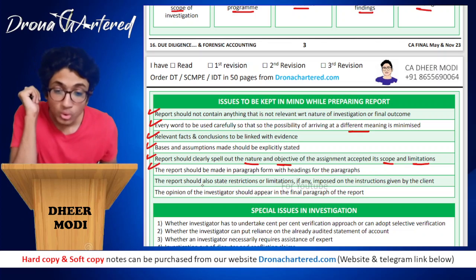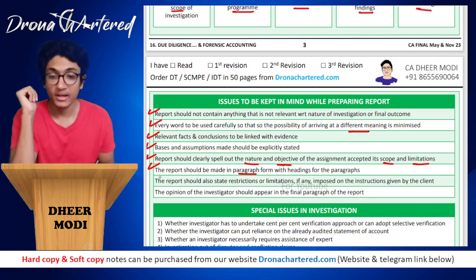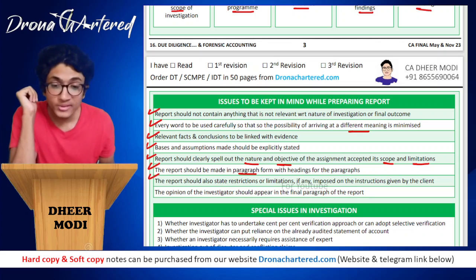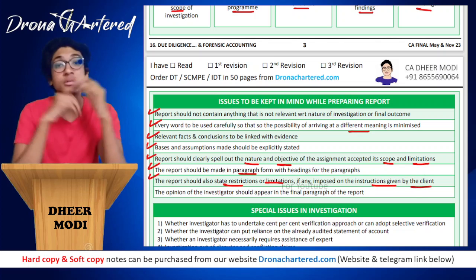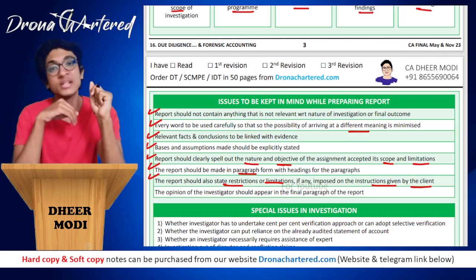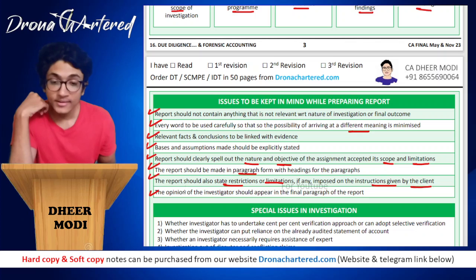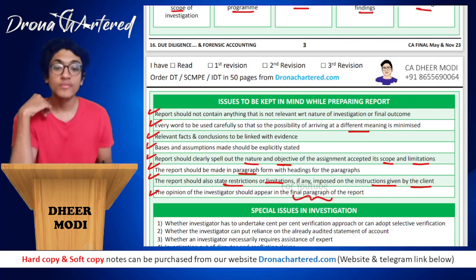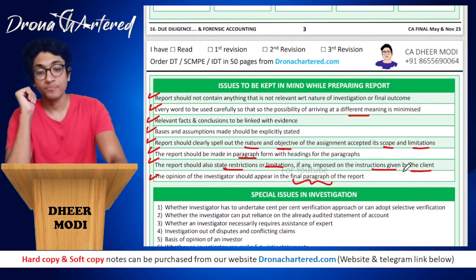Next, the report should be made in paragraph form with headings for the paragraphs. The report should also state restrictions or limitations if imposed on the instructions given by the client. So if there are any restrictions given, for example, that you need not check this area, you have to specifically say that in the report. And last, the opinion of the investigator should appear in the final paragraph of the report. So the opinion should appear in the final paragraph.